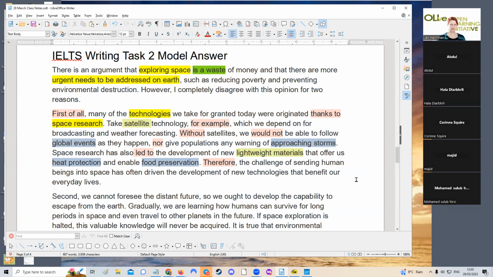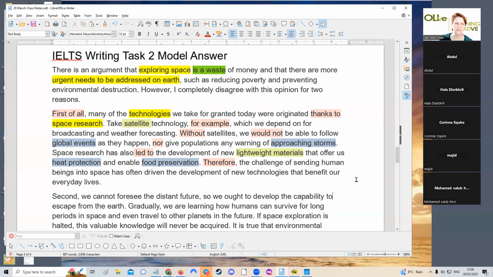Therefore, the challenge of sending human beings into space has often driven the development of new technologies that benefit our everyday lives. Sorry, what's the question? The question is, what is that sentence? What's the purpose of that sentence? What's it doing? The purpose of that sentence is, even if we spend more on space research, it can still benefit people on Earth. Yep, that's what it's saying.